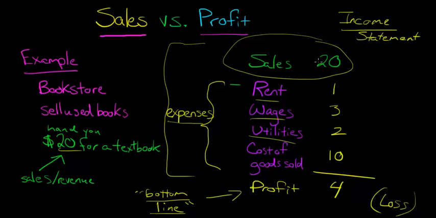So sales are the top line, and profit is the bottom line, which we reach after deducting all these expenses from sales.